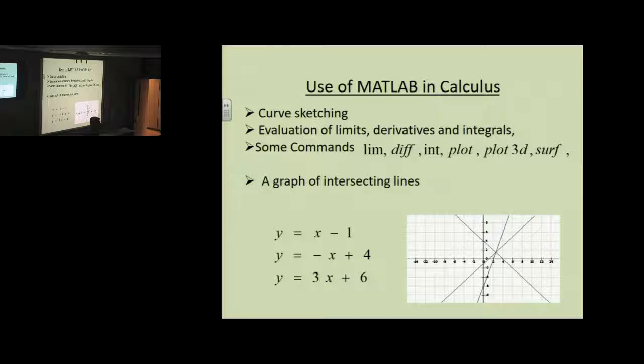Similarly, with diff, we can differentiate any given function and get the derivative. We can use MATLAB for the evaluation of indefinite as well as definite integrals with the int command. Similarly, we have plot for function plots, and plot3D and surf for 3D surfaces and plots.